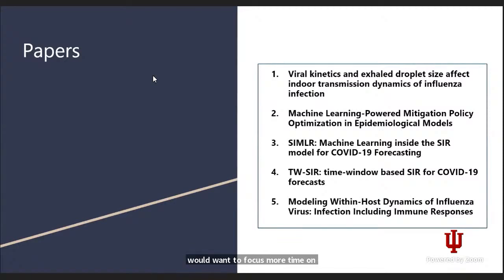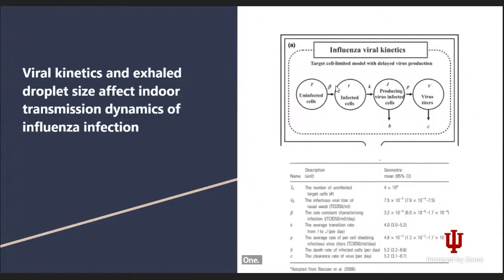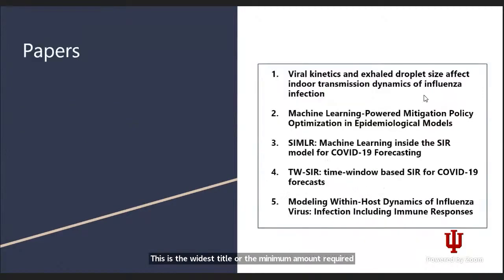So these are the five papers. The first one is the base paper. It basically talks about a very simple influenza infection. Those four variables that you see on the screen: T is uninfected cells, so it's like S in an SIR model. I and J are like I in the SIR model. And V is the virus titer, or the minimum amount required for infecting a virus.